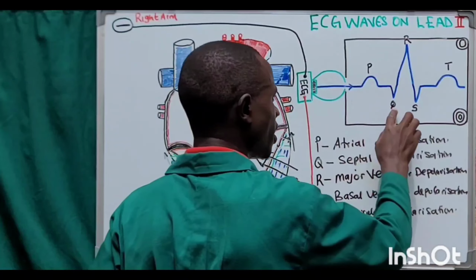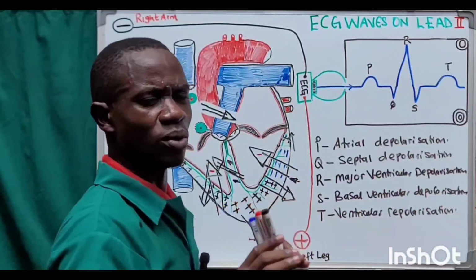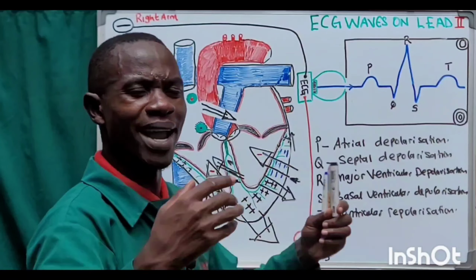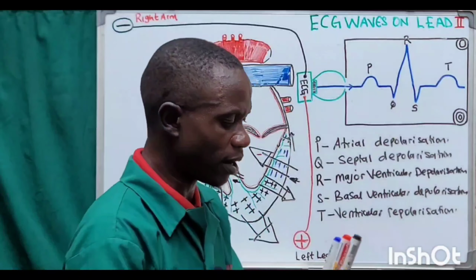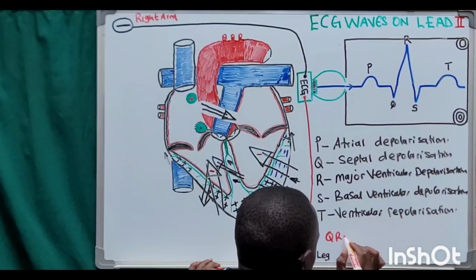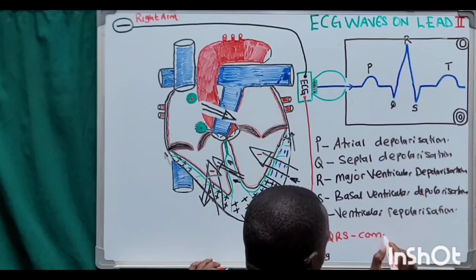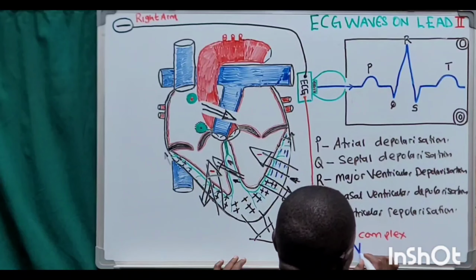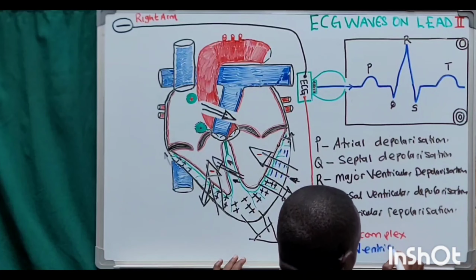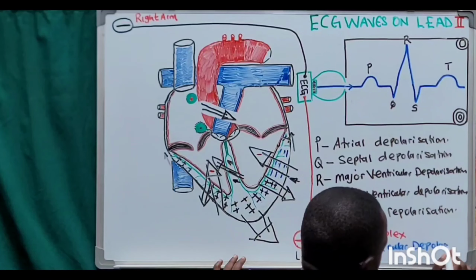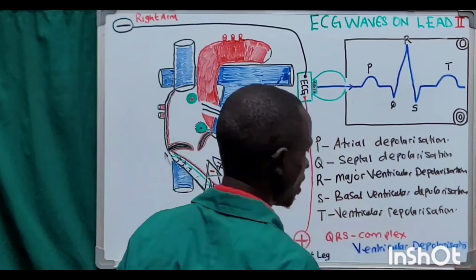And of course, when you see this QRS, it makes what we call a complex. And this complex of the QRS denotes mainly ventricular depolarization. You may find very many books writing it as the QRS complex. Okay, QRS complex. This one is going to be denoting mainly depolarization.